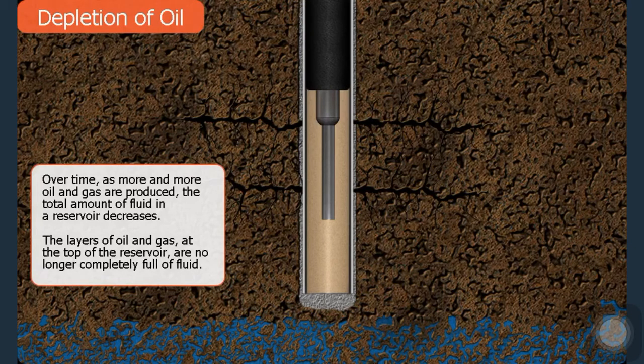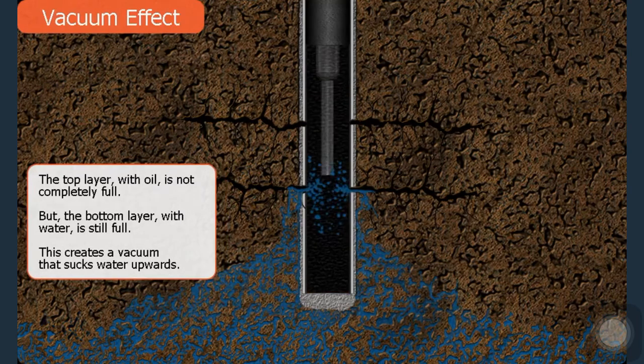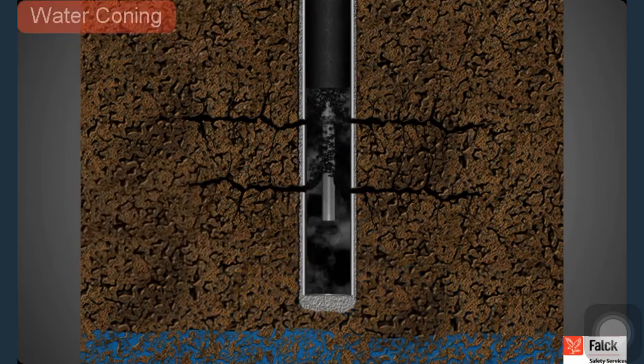as more and more oil and gas are produced, the total amount of fluid in a reservoir decreases. The layers of oil and gas, at the top of the reservoir, are no longer completely full of fluid. The top layer, with oil, is not completely full. But the bottom layer, with water, is still full. This creates a vacuum that sucks water upwards.